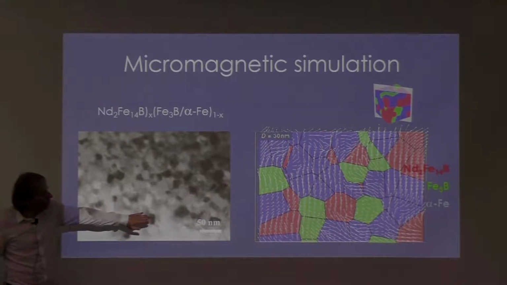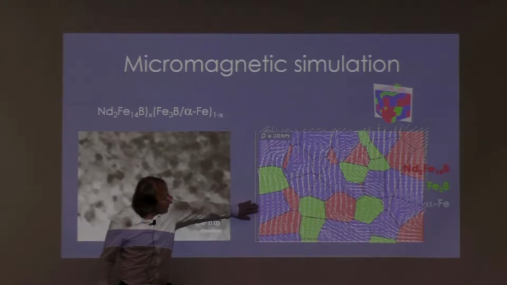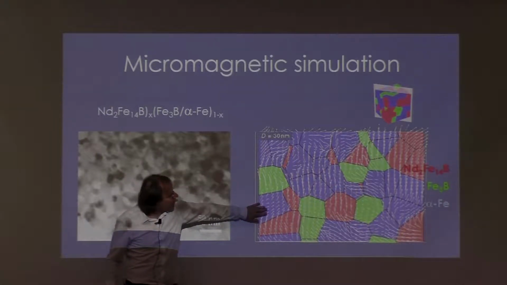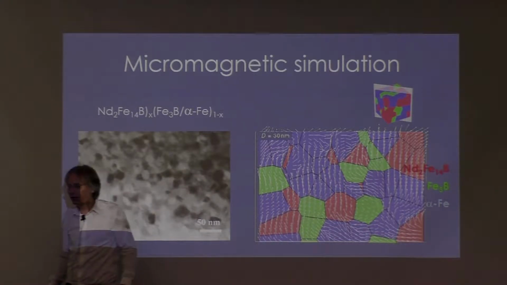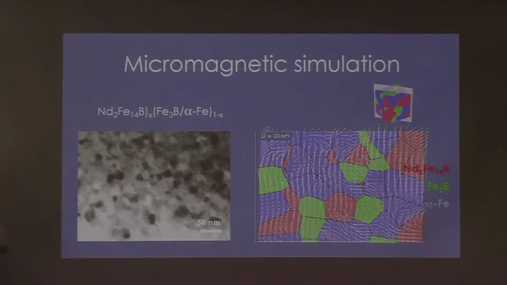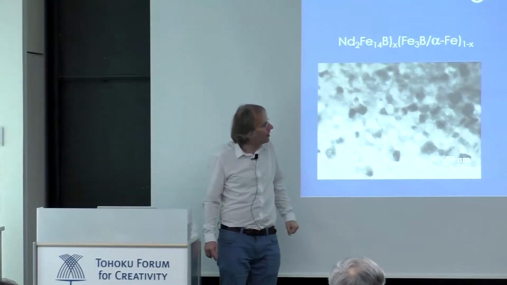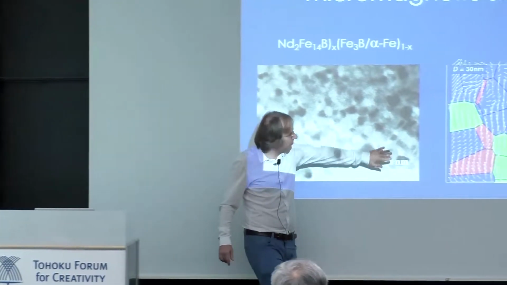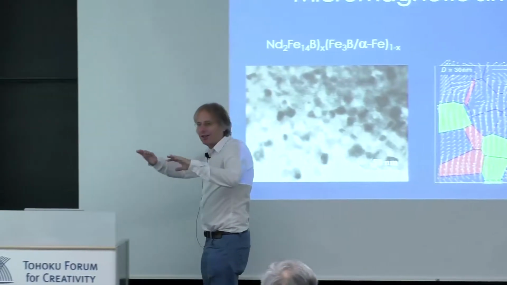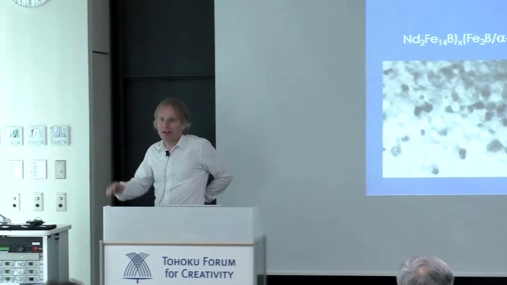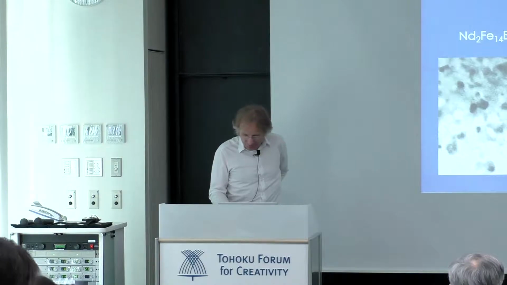So in blue we have the alpha iron grains, in red we have the neodymium iron boron grains, and the white arrows give you the magnetization, and we see that we have a complex structure where basically we minimize the total energy.